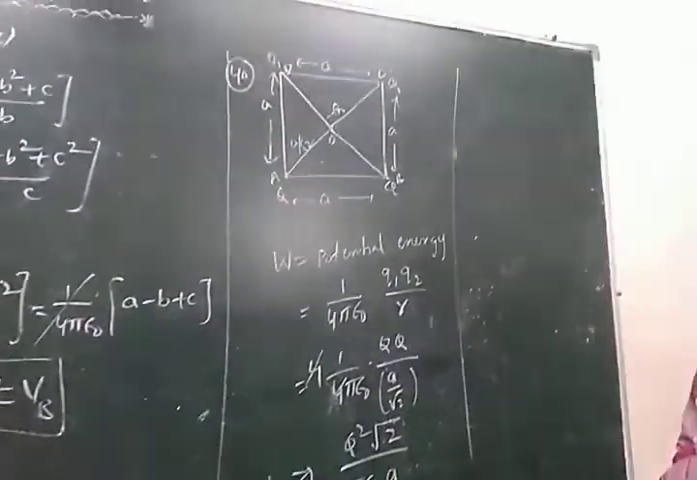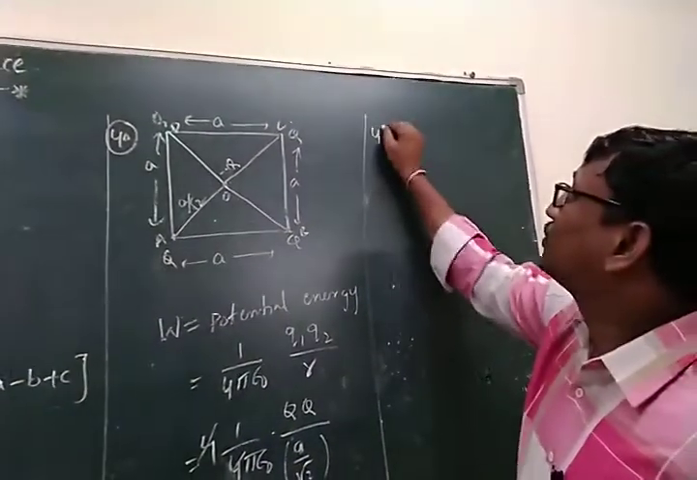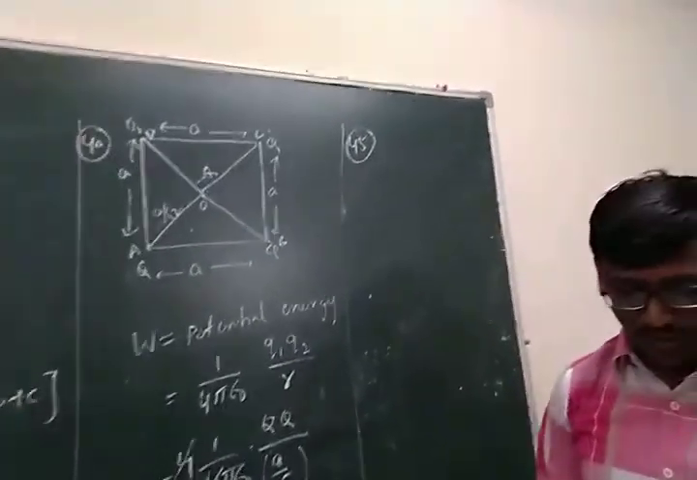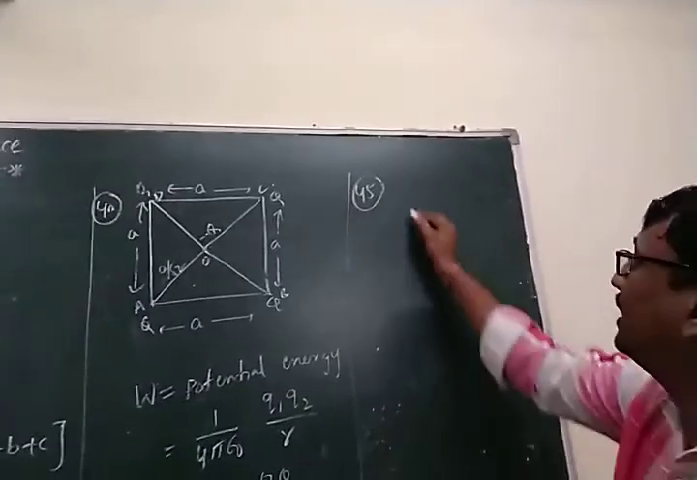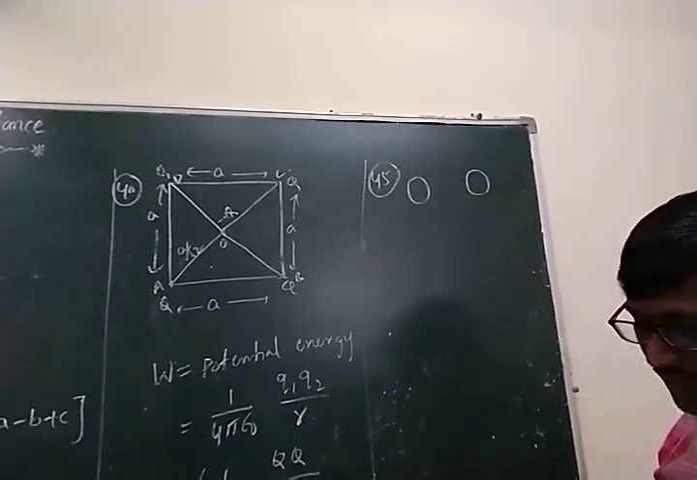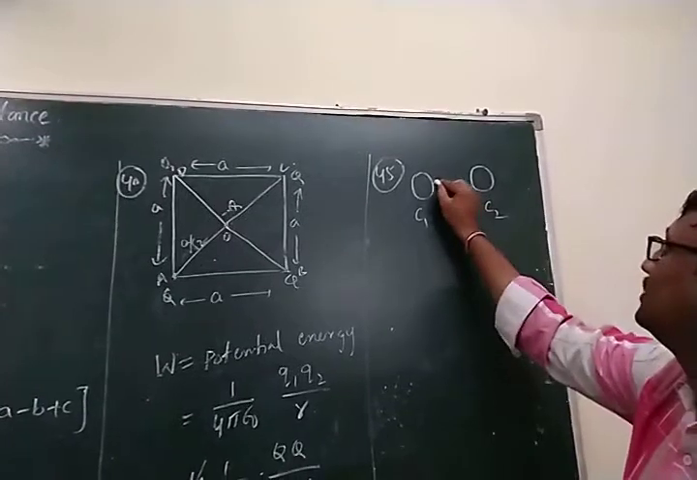Next we are discussing another problem. Question number 45. Two connected bodies having respectively capacitances C1 and C2. See, this is the first body. This is considered the second body. The capacitance is C1 and this is C2, here connected by.